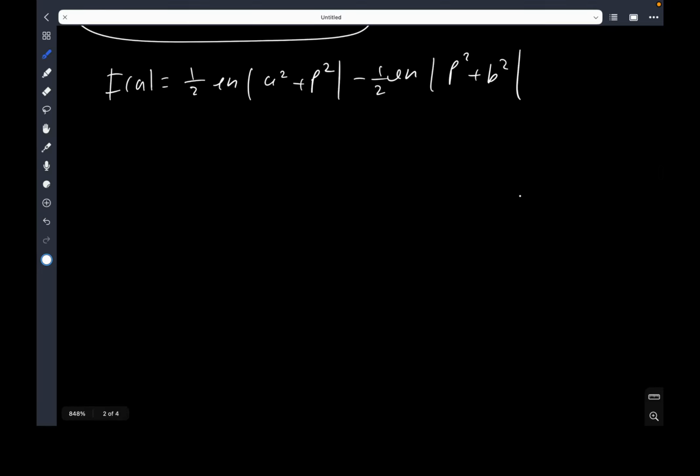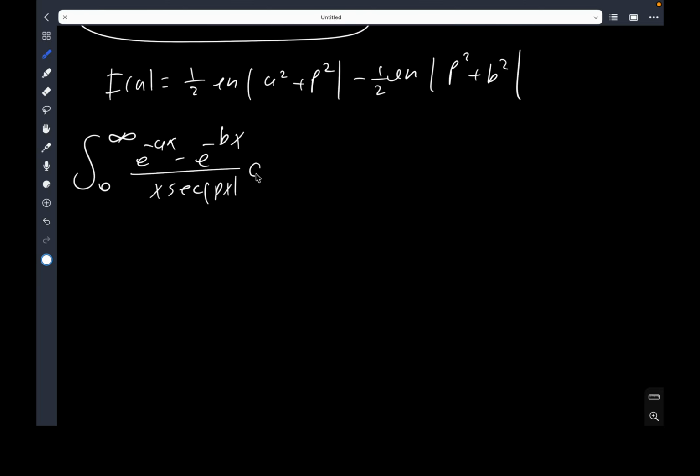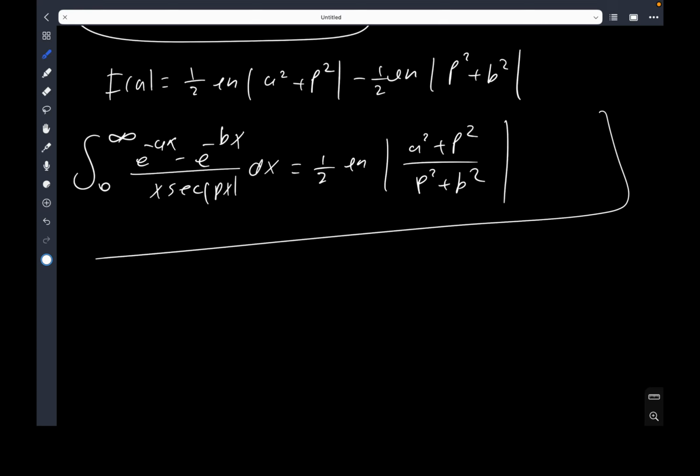And thus the integral as a whole, I can use the power of logarithms, which is equal to half ln of (p squared plus b squared) over (a squared plus p squared). And that is the final form of my integral.